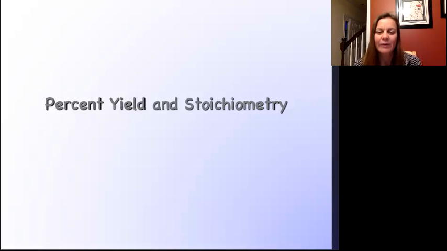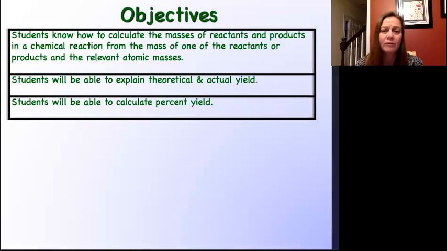And today, now that we've mastered stoichiometry, we're going to start talking about something called percent yield. And this is really just a way for us to assess how efficiently we are producing a chemical. So we're going to review a little bit of stoichiometry, calculating masses of products from reactants. And we're going to talk about what theoretical yield is, what actual yield is, and we're going to calculate percent yield.